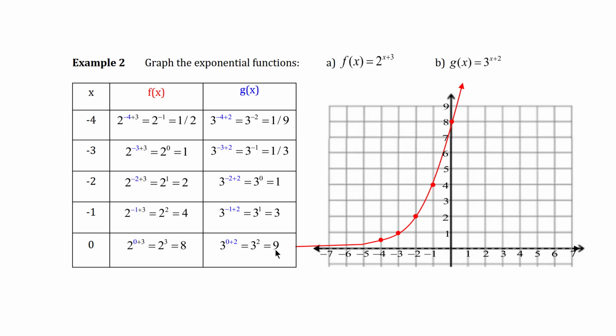Next, we go ahead and plot each point. We have -4, 1/9 over here, -3, 1/3 over here, -2, 1 is over here, -1, 3 is over here, and 0, 9 is over here. Next, we draw a curve through our points, and now we have the graph of g of x in blue.